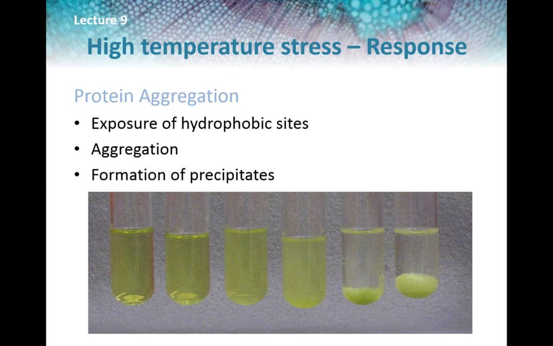An analogous process can take place with plant proteins. High temperature can lead to unfolding and exposure of normally buried hydrophobic sites. Hydrophobic patches can aggregate. Initially soluble aggregates can lead to turbidity. At higher temperatures or longer exposure duration, aggregates can become large enough to precipitate. In addition to the loss of catalytic activity, the presence of precipitated proteins is generally considered toxic for the cell.